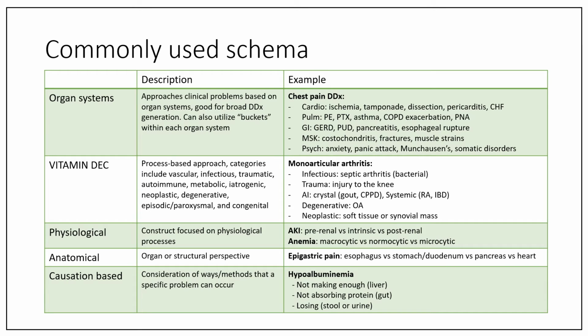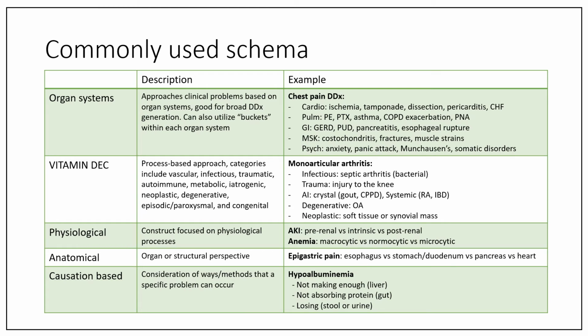Let's talk about some commonly used diagnostic schema. So the first one I have listed here is an organ system approach, and this is particularly useful for generating a very broad differential diagnosis. The example I have listed is chest pain. So essentially, you would go through the cardiovascular system, the pulmonary system, the GI system, and so on, and then list different causes of chest pain within those categories. Again, this is a very broad approach and gives a big picture kind of mentality.